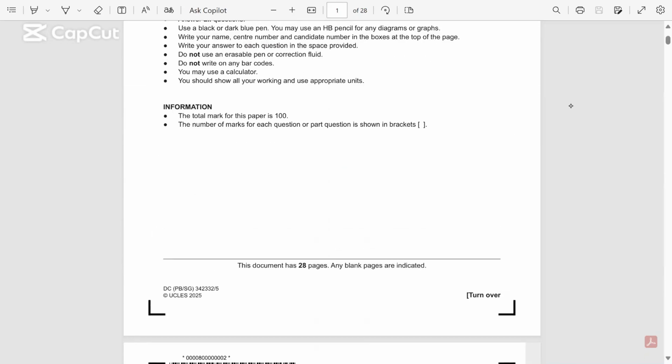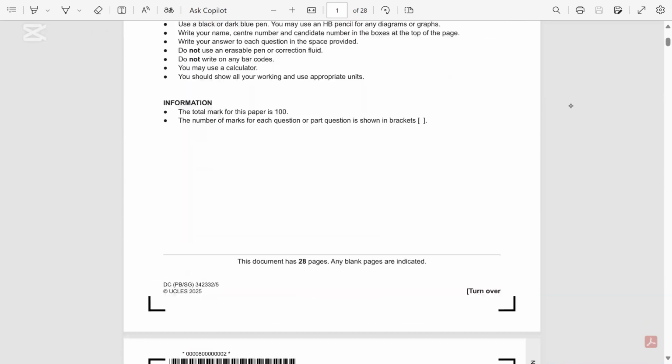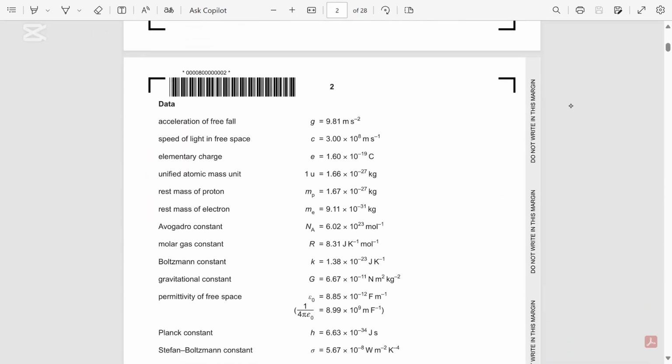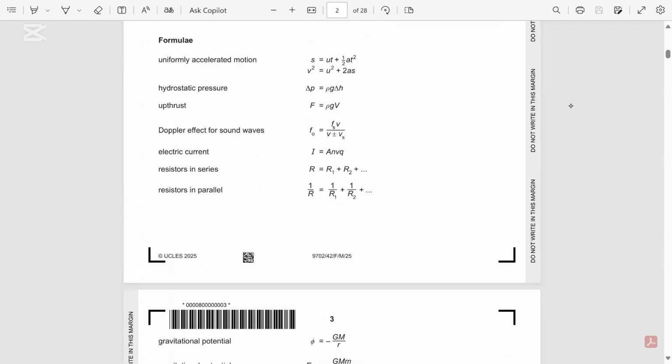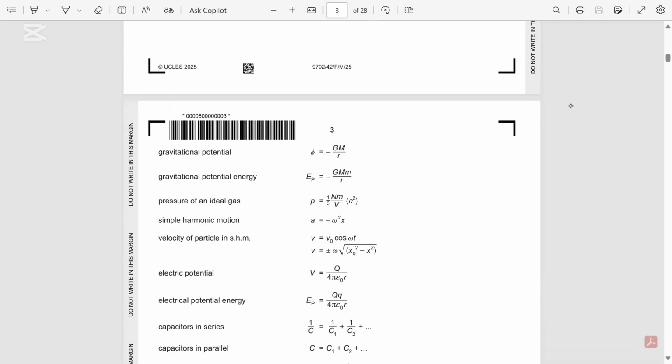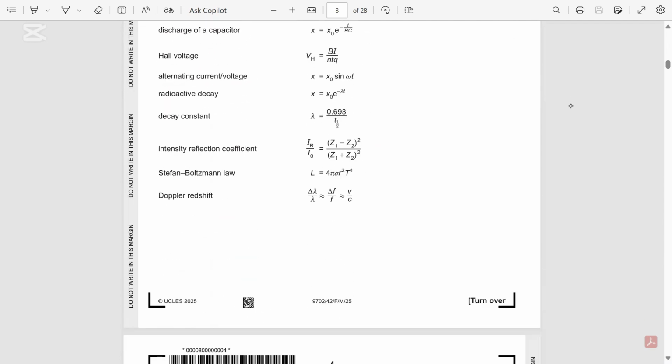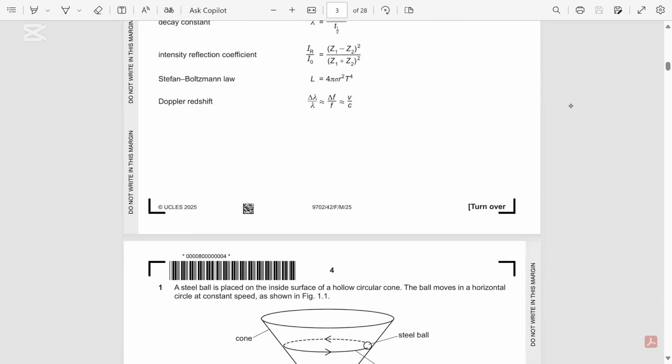This is the February-March 2025 paper, and this is the data that we have, right? And these are the list of formulae, as you can see here. So let's move towards the first question here, which is question number 1.